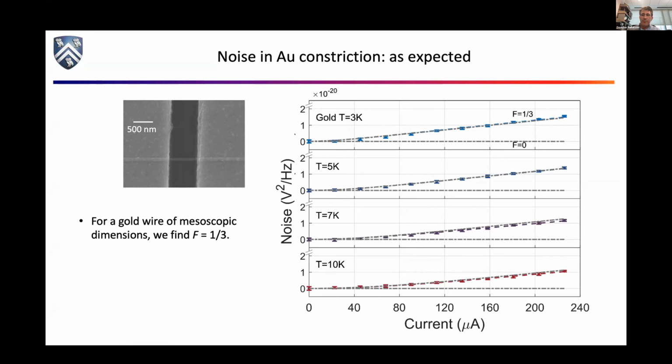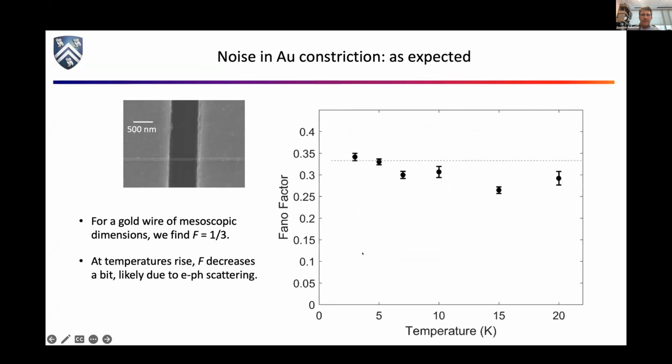This has been seen by other people. It's now been seen by us in multiple different wires. If you go warm enough, here you are at 10K, you see the data points are a little bit below. In fact, if you go all the way up to 20 Kelvin, the Fano factor ends up being a little bit below a third, and we believe, numerically, it makes sense that that's a bit of the onset of electron-phonon scattering in the gold wire.